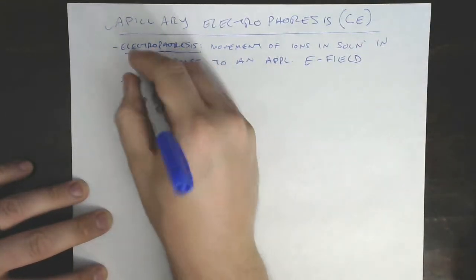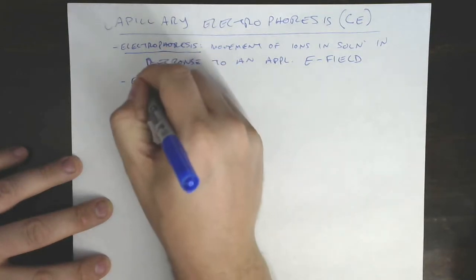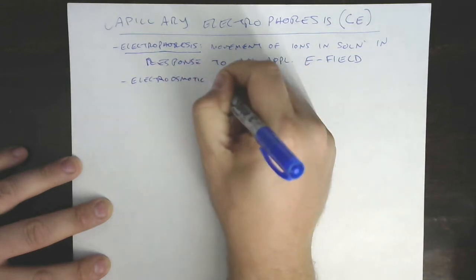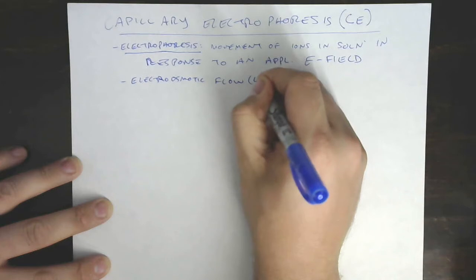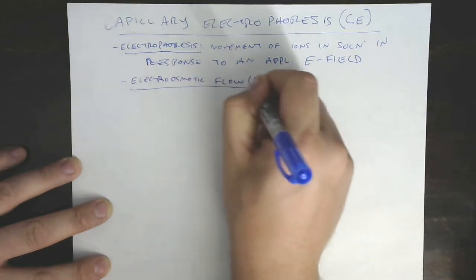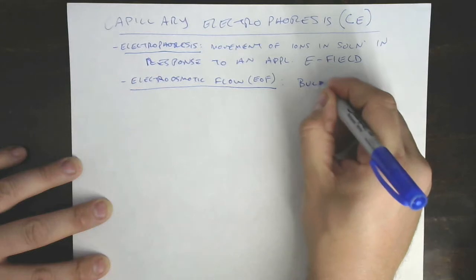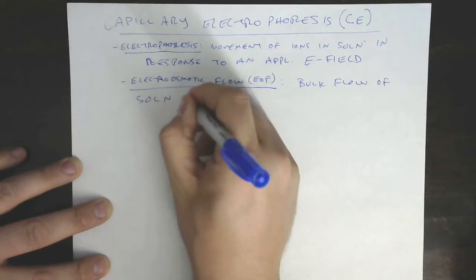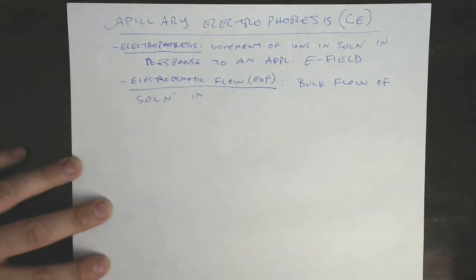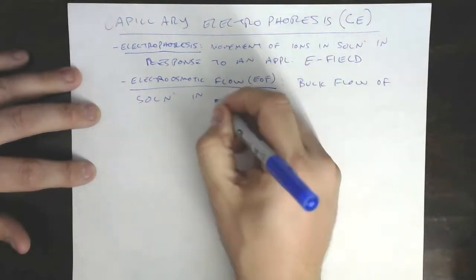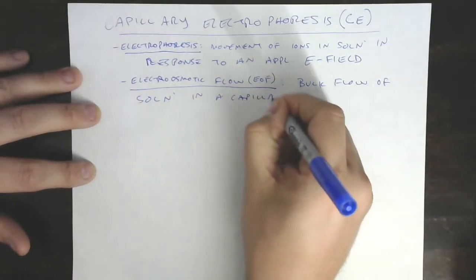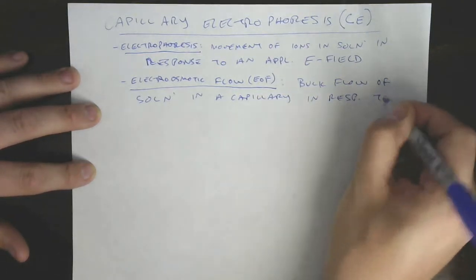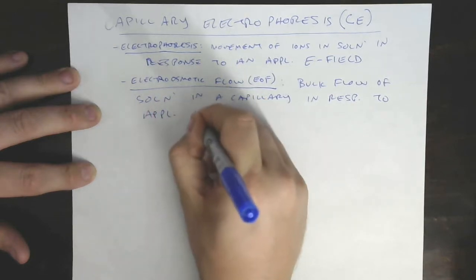The second mechanism we looked at last time was called electroosmosis, or electroosmotic flow, which we abbreviate EOF. And this is the bulk flow of solution in a capillary or some other small confined space with a lot of surface area. We'll say in a capillary. Again, in response to an applied electric field.